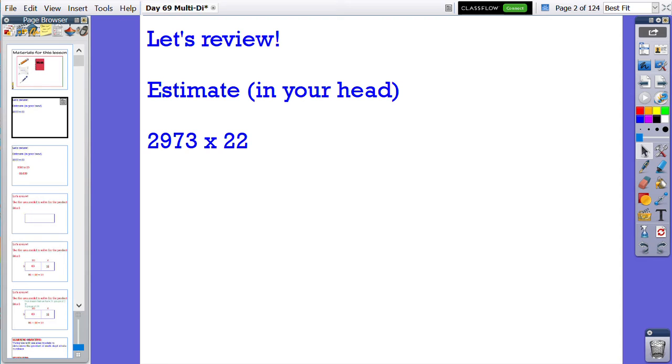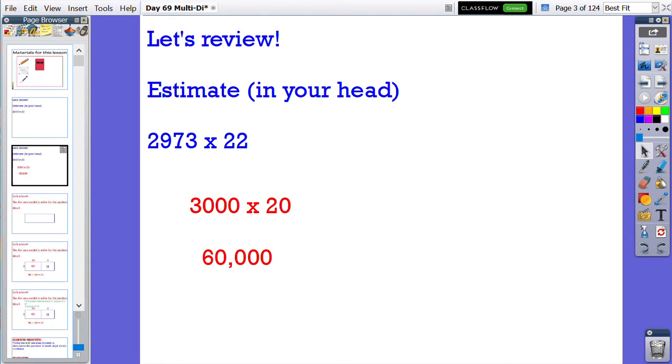So let's begin with some review. Estimate in your head 2,973 times 22. What can I change 22 to make it easier to multiply? And what can I change 2,973 to make it easier to multiply? So we're going to round the first number to the nearest 1,000 and the second one to the nearest 10.